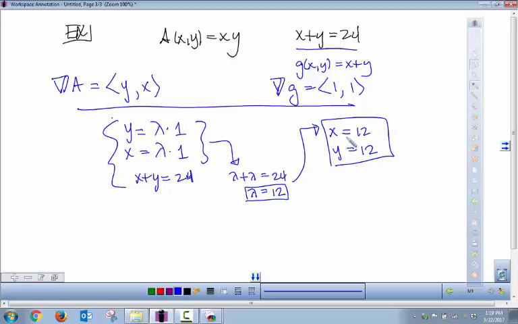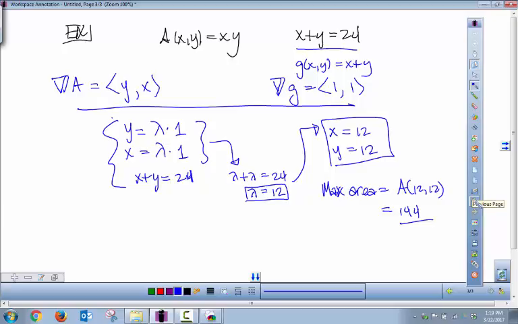So if we make this a 12 by 12 fence, it has a perimeter of 48, and this will be the maximum area. The area, max area, is equal to A evaluated at 12 comma 12, which is 12 squared, in square feet if we're dealing with units. Okay? So that turned out to be a really easy example.